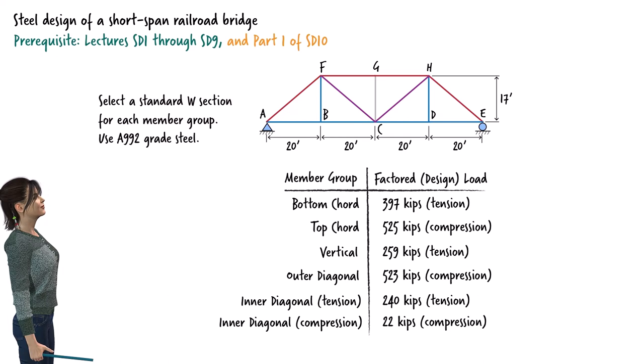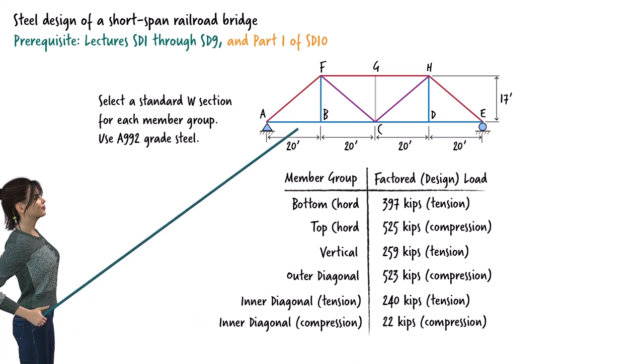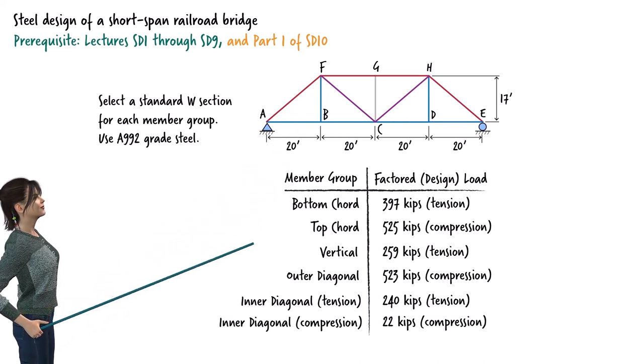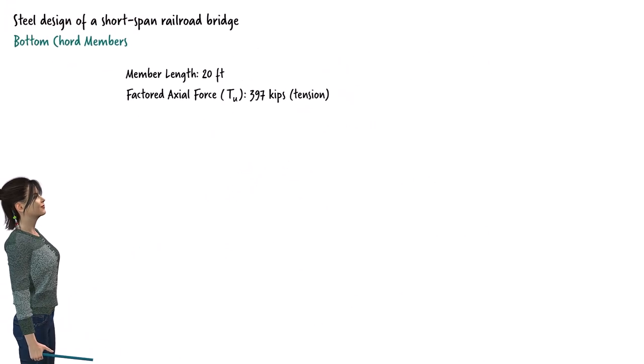Using A992 steel, we want to select a standard W section for each member group. Let's start with the design of the bottom chord members. The length of each member along the bottom chord of the truss is 20 feet. The design tension force is 397 kips.